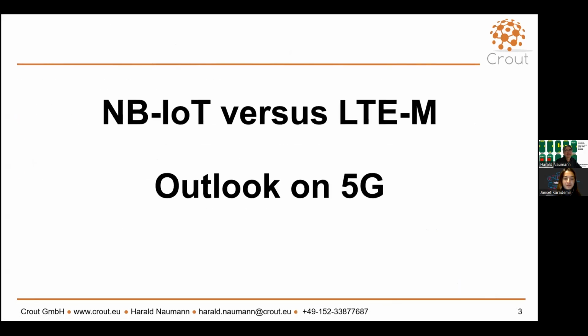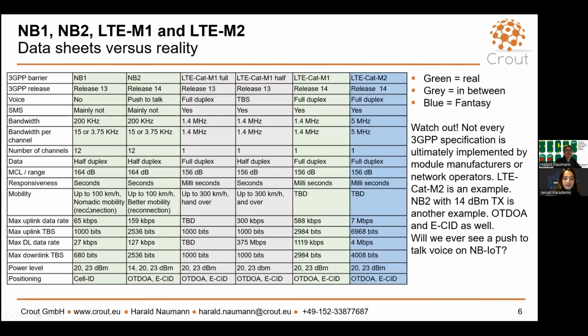This was the beginning. Wait a minute here. We have a message container in the uplink of 2,536 bits at narrowband IoT, and we have 2,984 bits at LTE-M. Everything that is smaller than these two values is physically forwarded in one package.